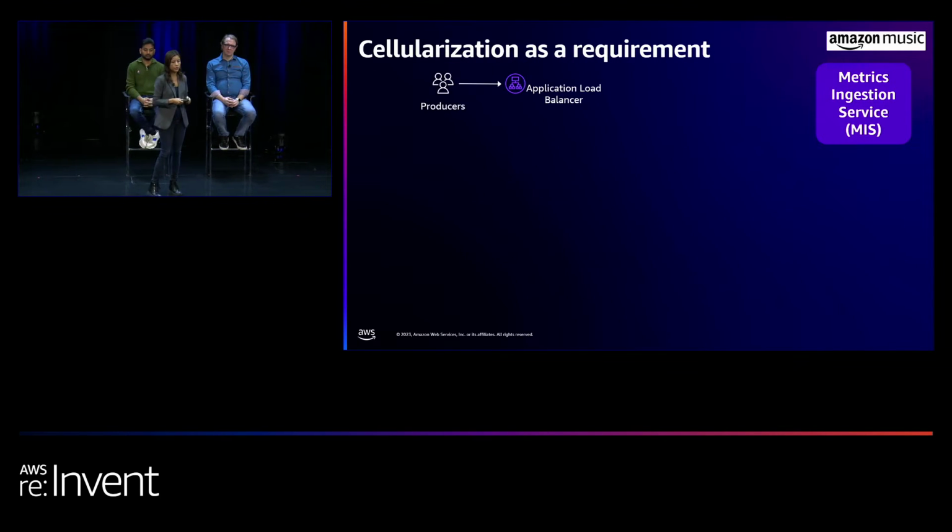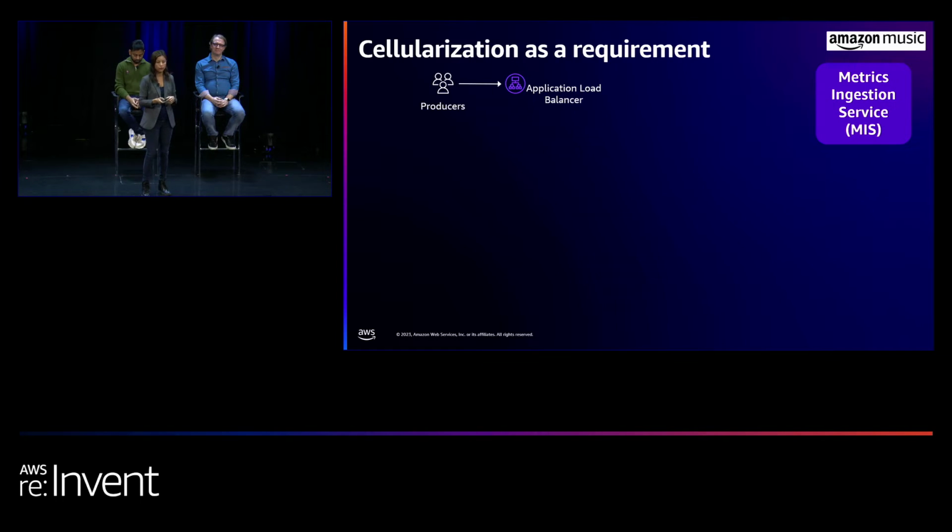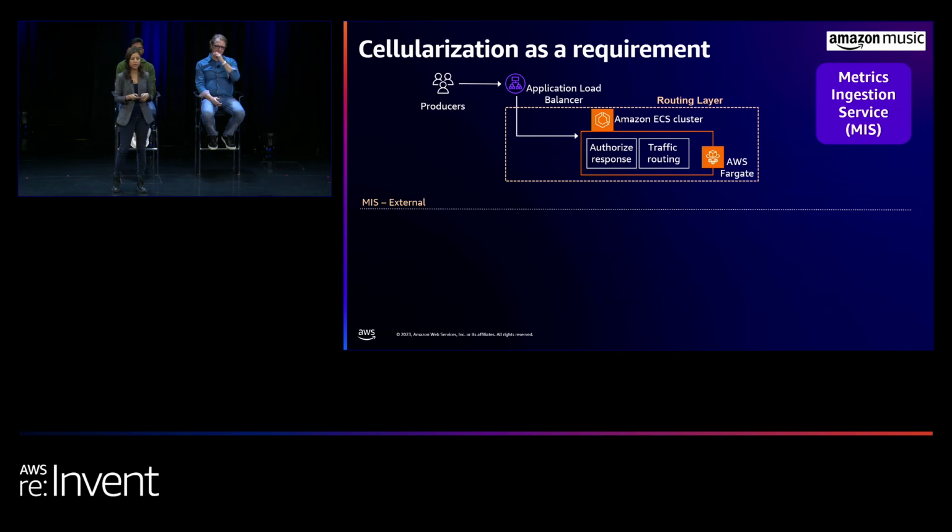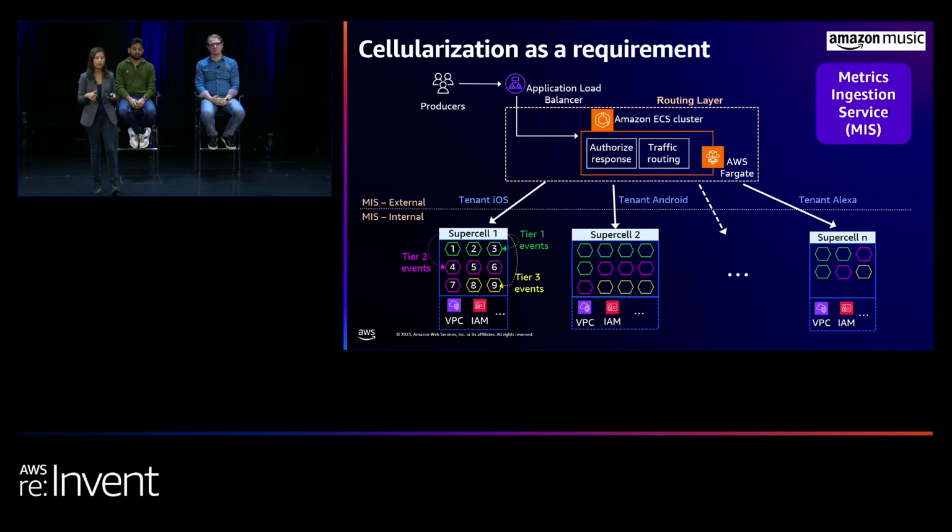And this is an overview of how it looks overall. The request comes in from the producers, hits the application load balancer, goes to the routing layer where ECS cluster and AWS Fargate is there, and it authorizes the response, does the traffic routing based on the device type as a partition key, goes to the individual supercells where it's mapped by tier 1, tier 2, and tier 3 events going to a different set of cells inside a supercell.